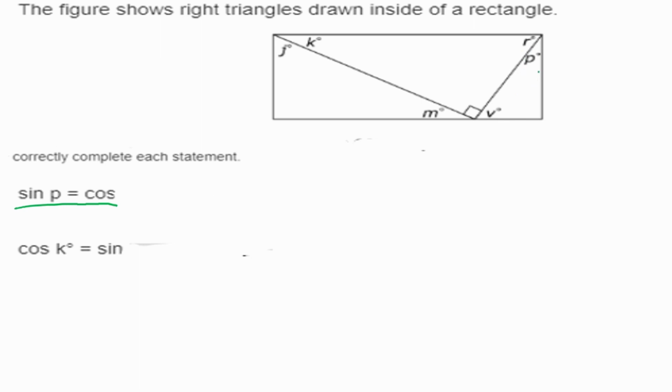Well, we have to find what triangle P is in. And it's in this triangle right here. So the sine of P is going to equal the cosine of the other angle here, which is going to be V. And then my next one, the cosine of K is equal to the sine of what? Well, that's this triangle right here. So we have K, and then our other acute angle is R. So the cosine of K is equal to the sine of R.